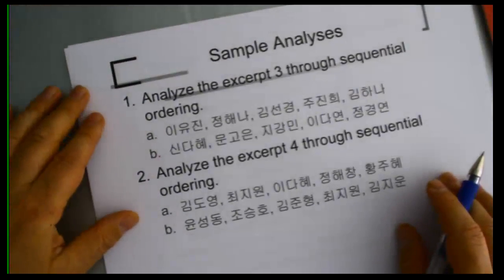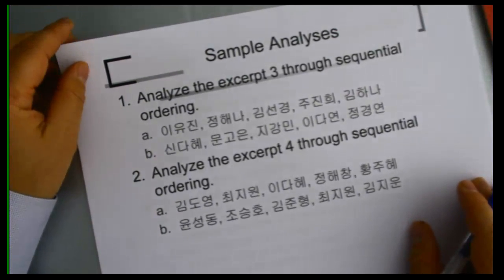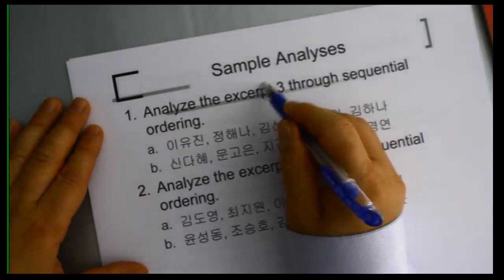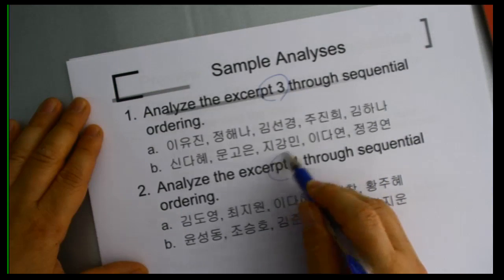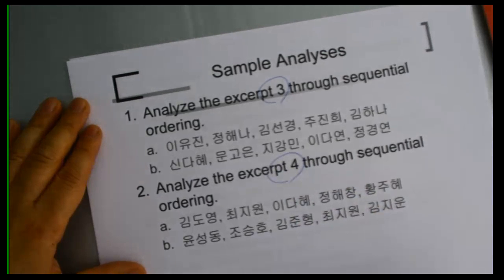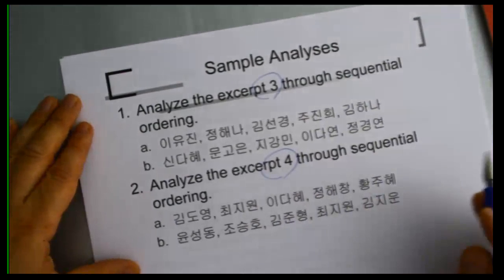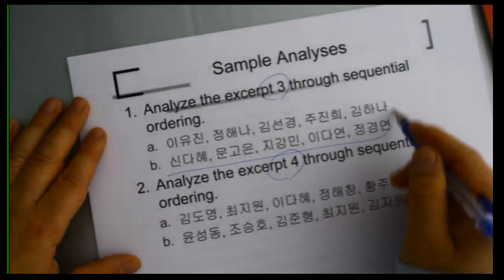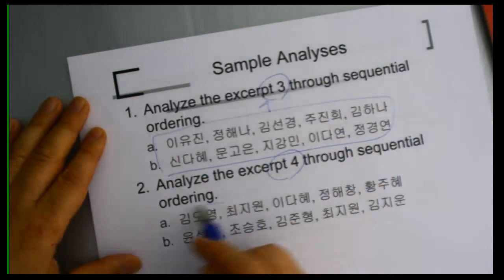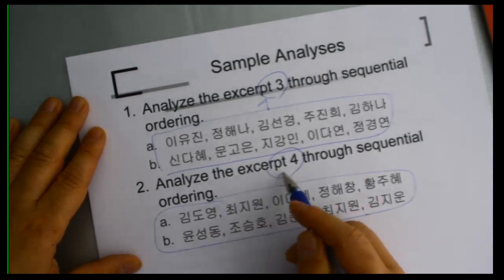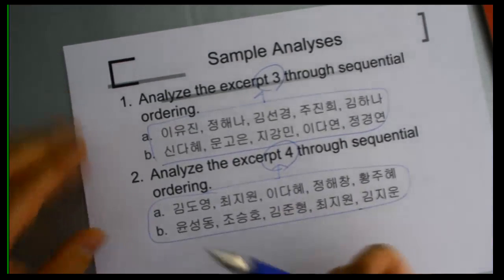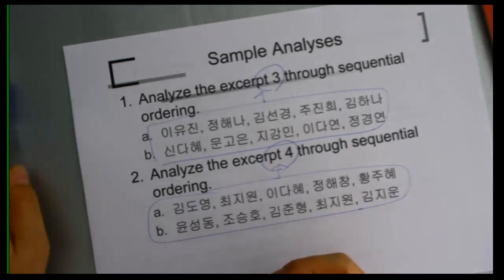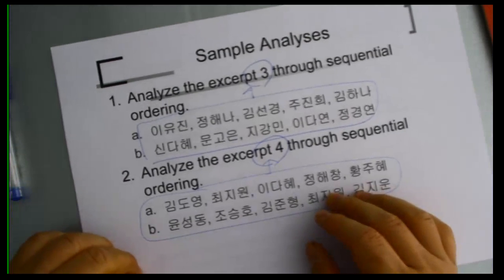So for the next probably 15 to 20 minutes, I'd like you to analyze sample 3 and sample 4 by using this method to identify the writer's choices. This is the group for sample 3, and this is the group for sample 4. So when you come back, we're going to have a wrap-up session on using sequential ordering.